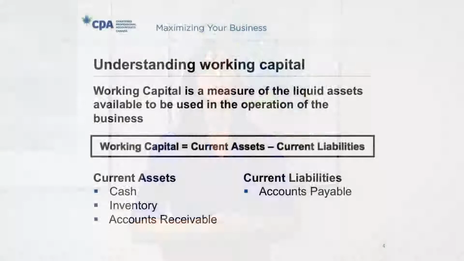of the business. Working capital is a measure of the liquid assets available to be used in the operation of the business, and it's calculated as the difference between current assets and current liabilities, both of which can be found on the balance sheet. As a reminder, current assets consist of cash, inventory, and accounts receivable, whereas current liabilities consist of any accounts payable. The difference between current assets and current liabilities is known as the working capital.